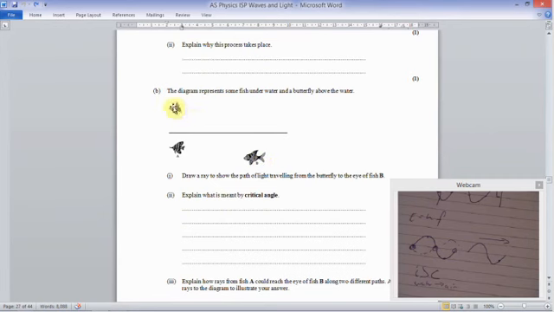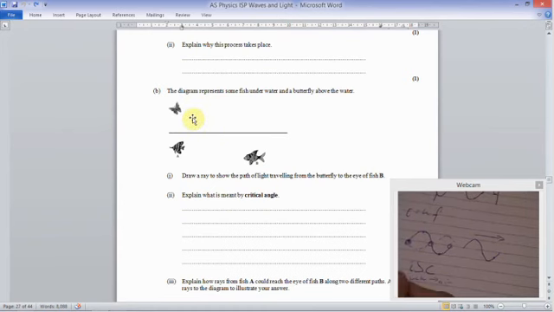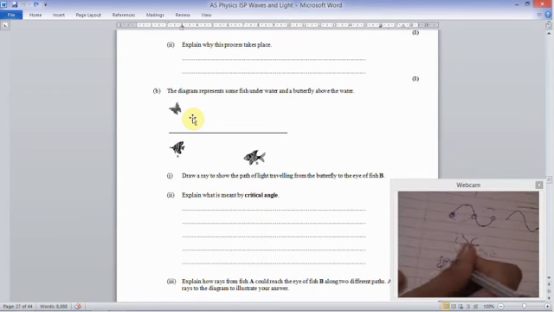Well, you've got to figure out, as it goes into the water, is it going to slow down or speed up? Let's just draw it over here. Oh God, I'm going to have to draw a butterfly now. Oh, GCSE art, I didn't do it. Okay, here we go. There's our butterfly, how wonderful. And there's our fish. There's the boundary.